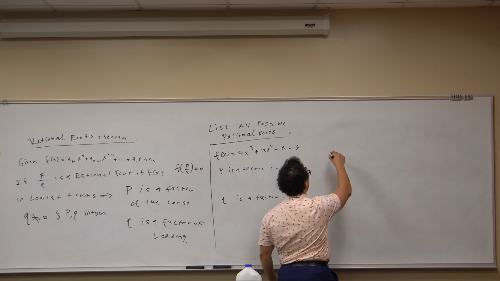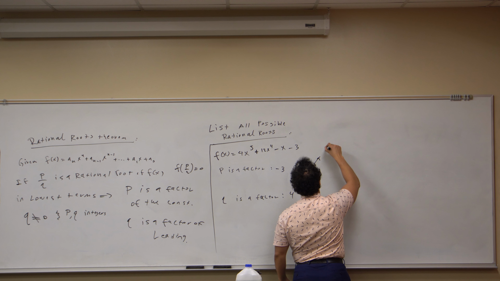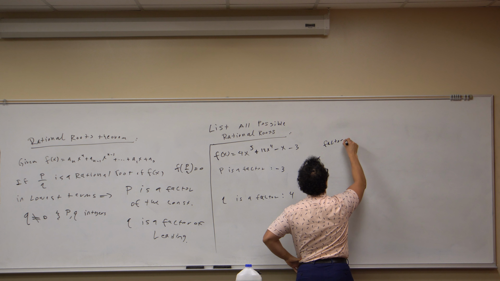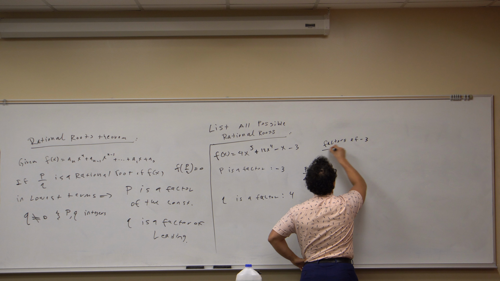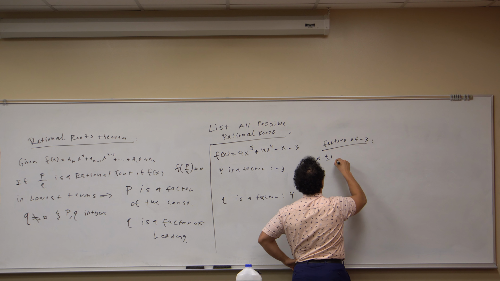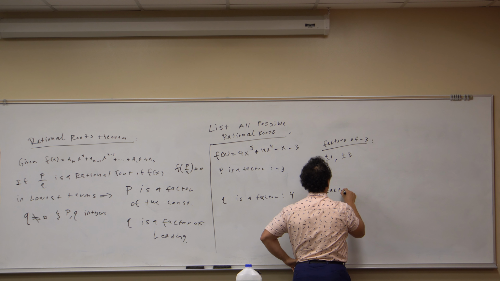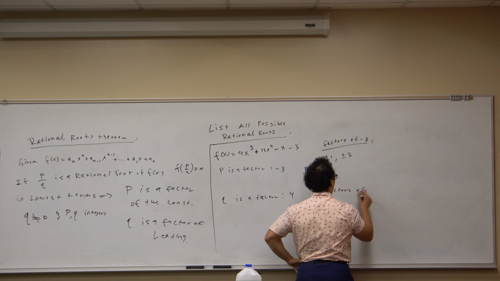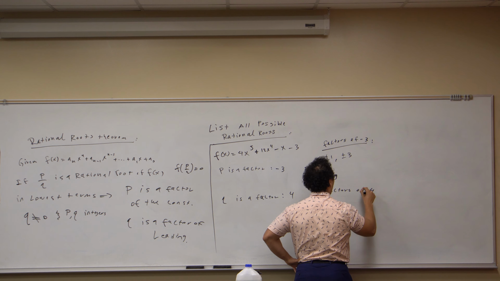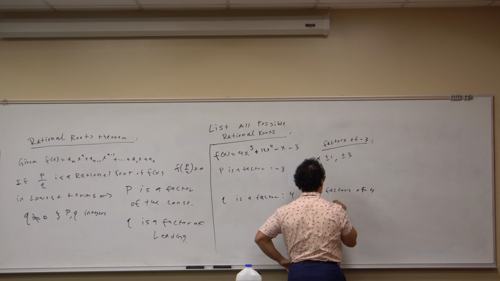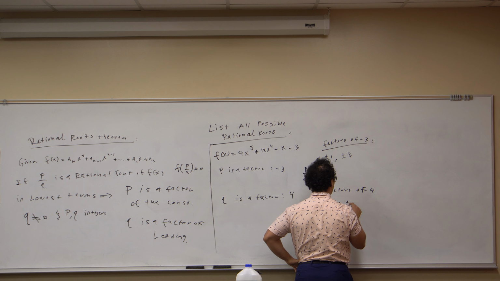So factors of -3, which is p, are plus or minus 1 and plus or minus 3. And factors of 4 is plus or minus 1, plus or minus 2, and plus or minus 4.